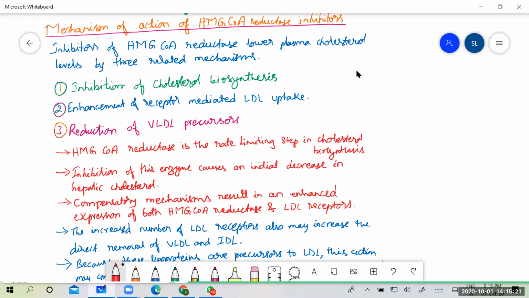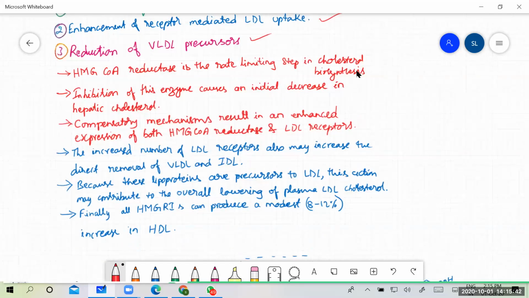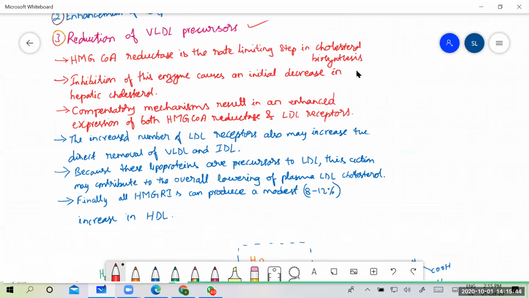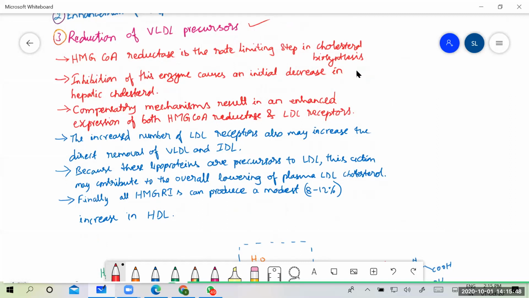The three related mechanisms are: one is the inhibition of cholesterol biosynthesis, second is enhancement of receptor mediated LDL uptake, and third is reduction of VLDL precursors. These are the three ways the reduction in cholesterol takes place by use of these HMG-CoA reductase inhibitors. HMG-CoA reductase is the rate limiting step in cholesterol biosynthesis.